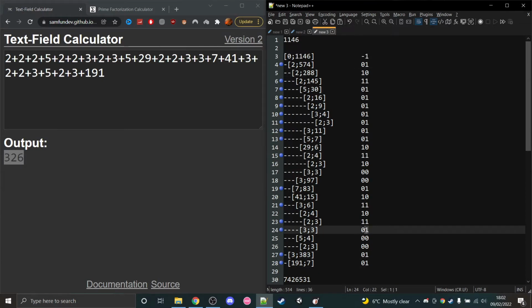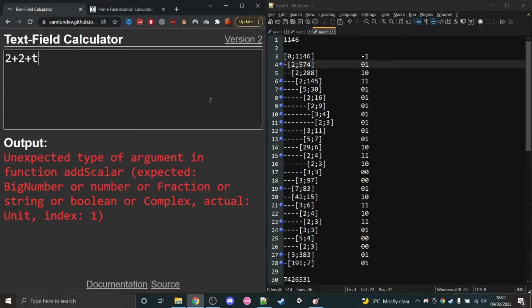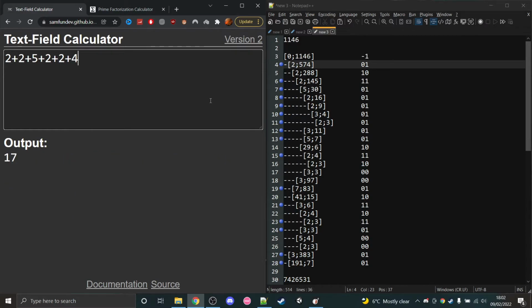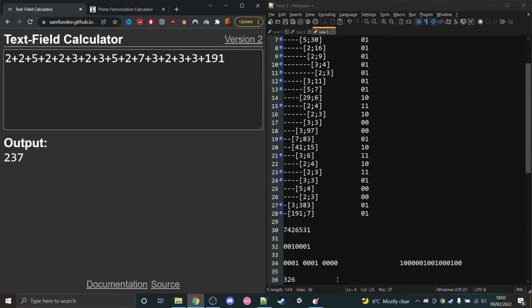Because there's a 1, there's a 1, these two are 1s, this is a 1, this is a 1, this is a 1, all of these are 1s, and this is a 1 right here. So we're going to take the sum of all these as well. 2 plus 2 plus 5, plus 2 plus 2 plus 3, plus 2 plus 3 plus 5, I think. 5, 2, 2. 2, 2, 5, 2, 2, 3, 2, 3, 5. 2, 7, 3, 2, 3, 3, 1, 9, 1. And that gives us the number 237.